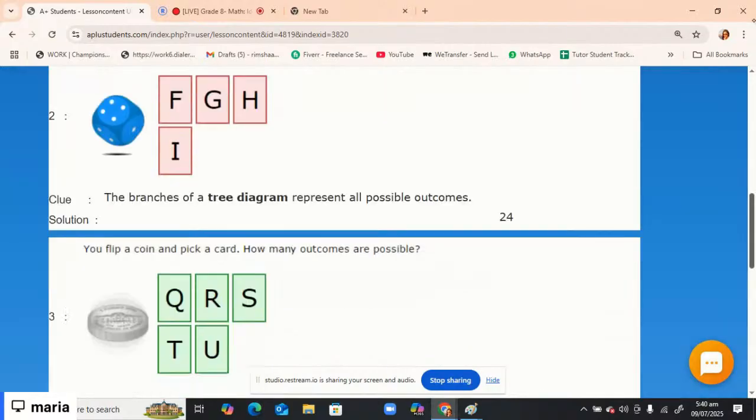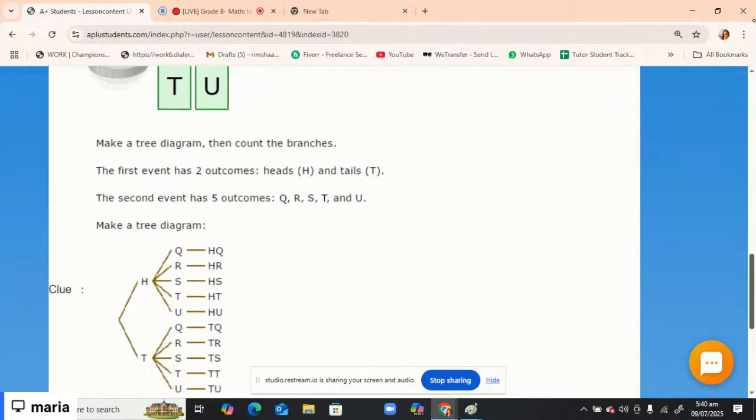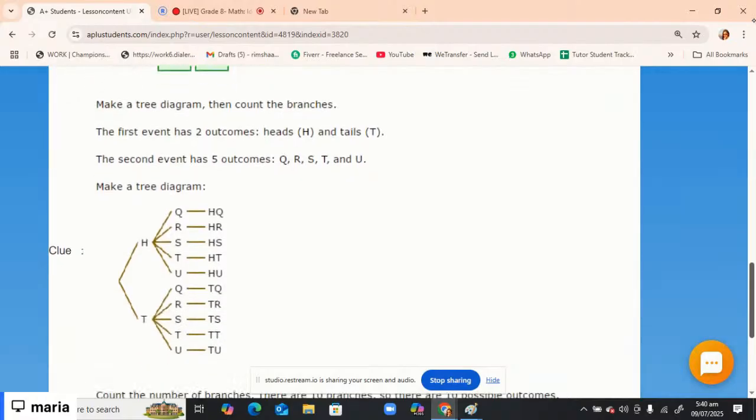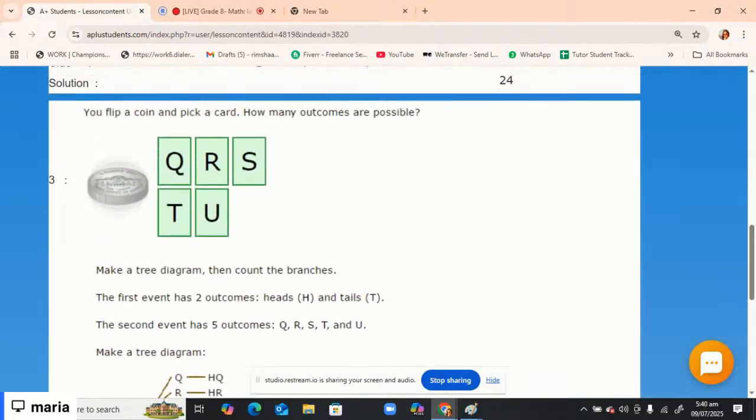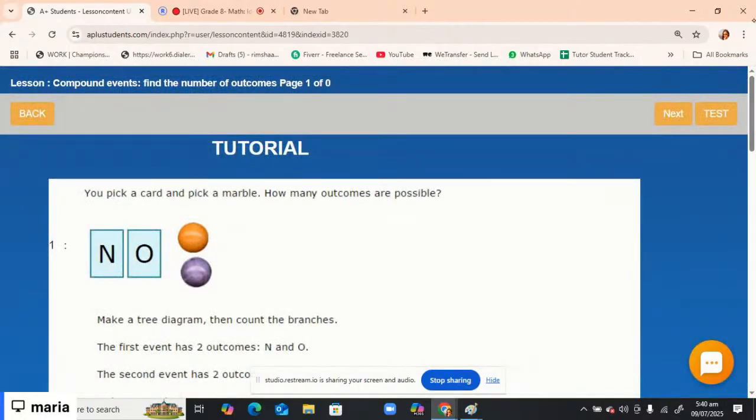Understand? This is the way that we do it. Now here you flip a coin. There are two possibilities for the coin only, heads or tails. And 1, 2, 3, 4, 5 are cards. So how many events are given? 5 for the first, 5 for the second. These are total 10. Why? Because 2 times 5 is 10. These are the possibilities for the events.